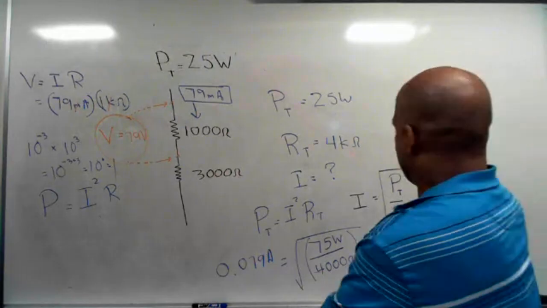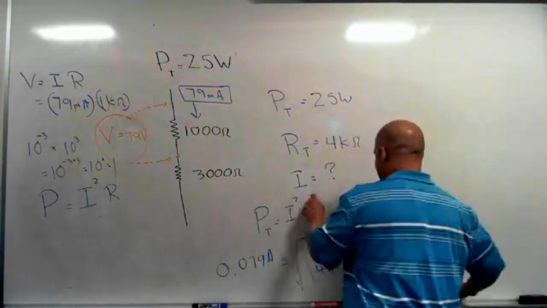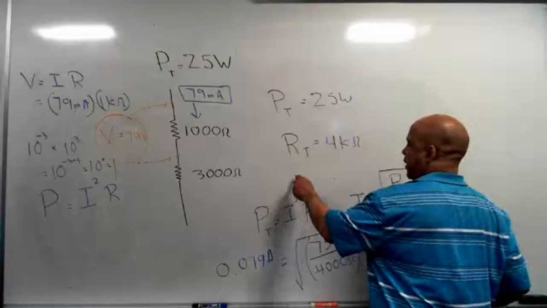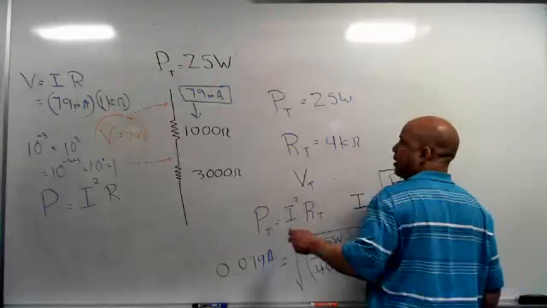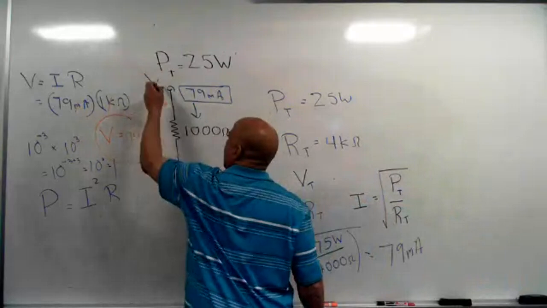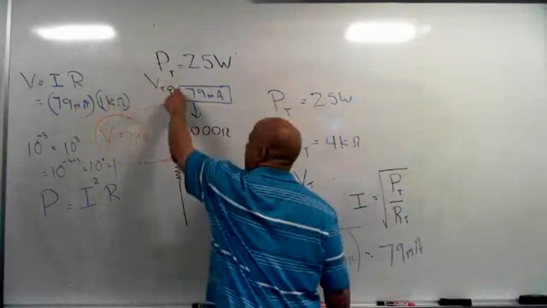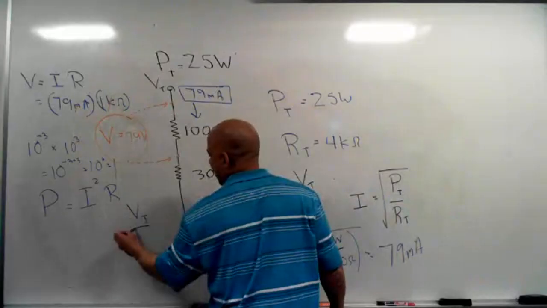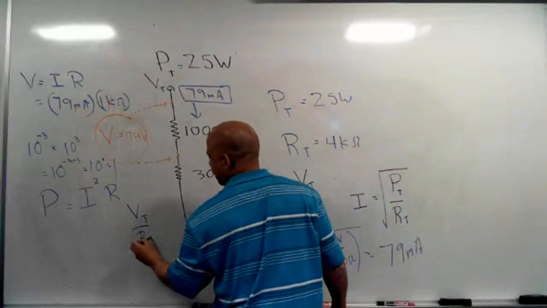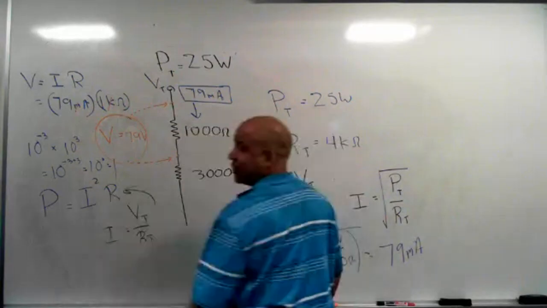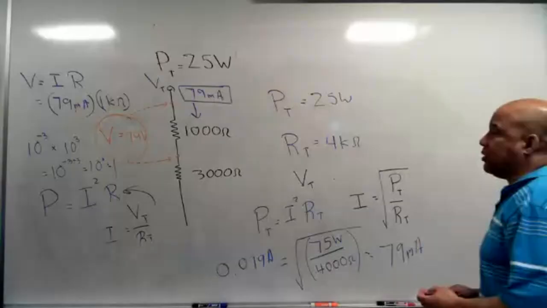Now, if you had chosen, instead of I here, you could have solved for VT, and then you would have had the voltage across the whole thing, and then you could have taken the total voltage divided by the 4,000, the total resistance, and got current that way, and then used that same equation. So there's always more than one way to solve these problems.